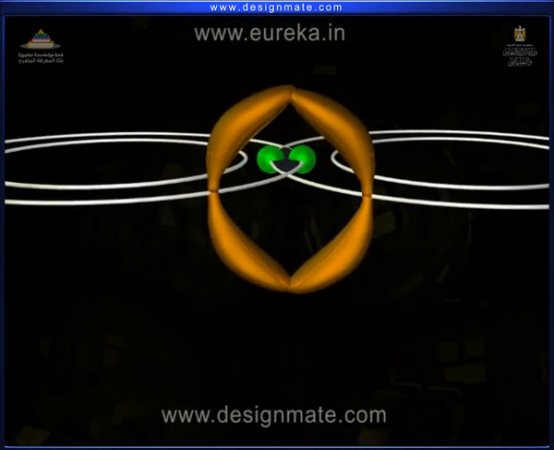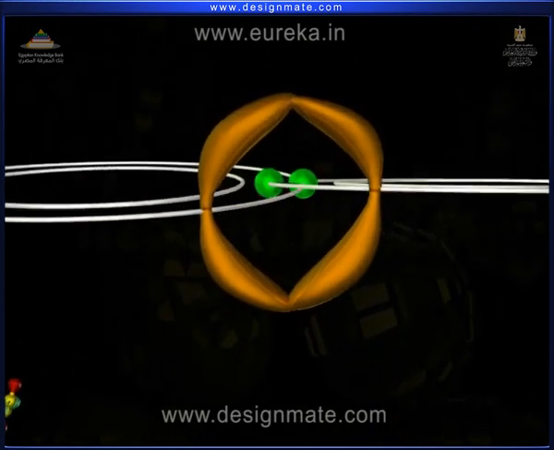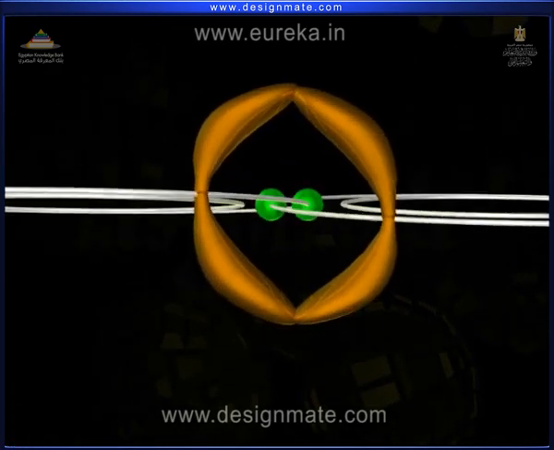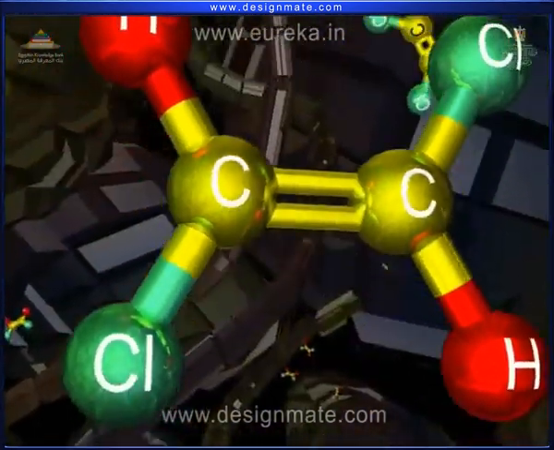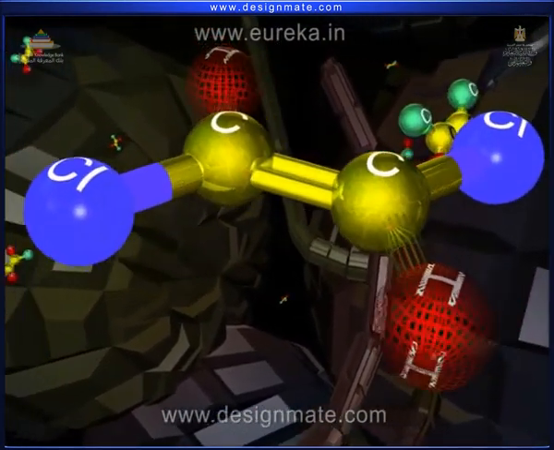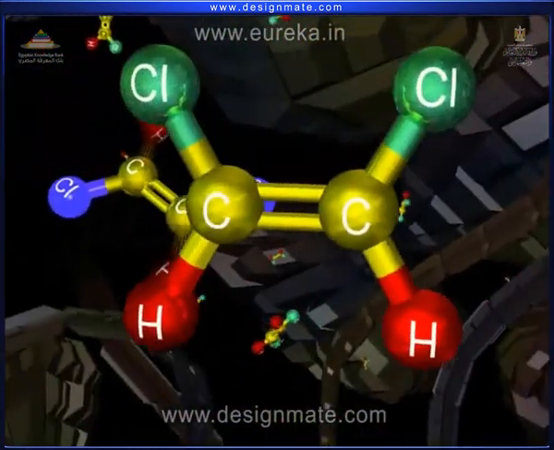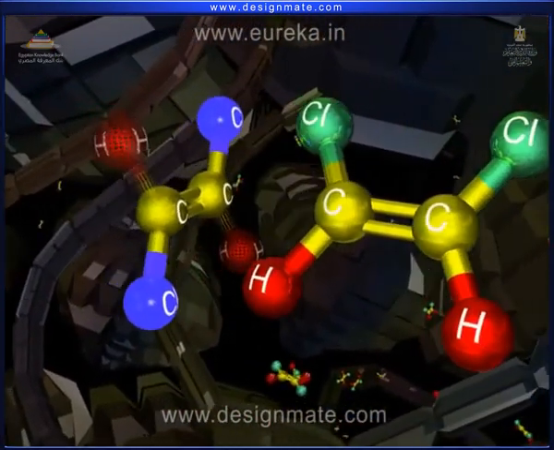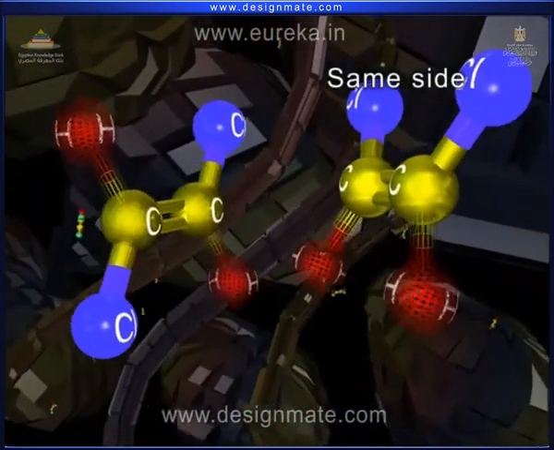If two carbons attempt to rotate around each other, p orbitals will no longer be in parallel position, but the bond will not rotate at room temperature. Hence, two chlorine atoms get locked on opposite sides of the double bond. This is called the trans isomer. To get a different configuration of the molecule, chlorine atoms will have to arrange themselves in a different way, in which they get locked on the same side of the double bond. This is called the cis isomer.